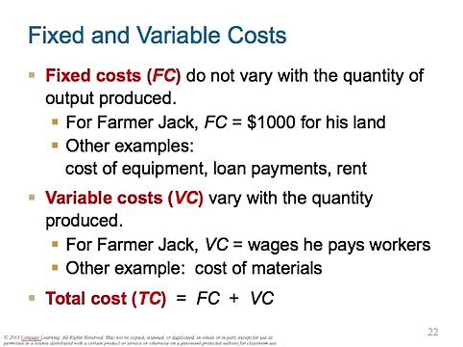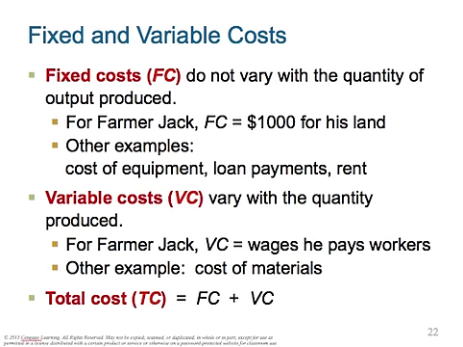Variable costs vary with the quantity produced. For Farmer Jack in this example, his variable costs are the wages he pays workers. Other examples could be cost of materials, how much fertilizer he decides to put out, how much seed he wants to plant. But the big one here, when we're looking at variable costs, is wages related to the number of workers he decides to hire. That can vary depending on the number of workers he hires. Total cost then is the fixed cost plus the variable cost.